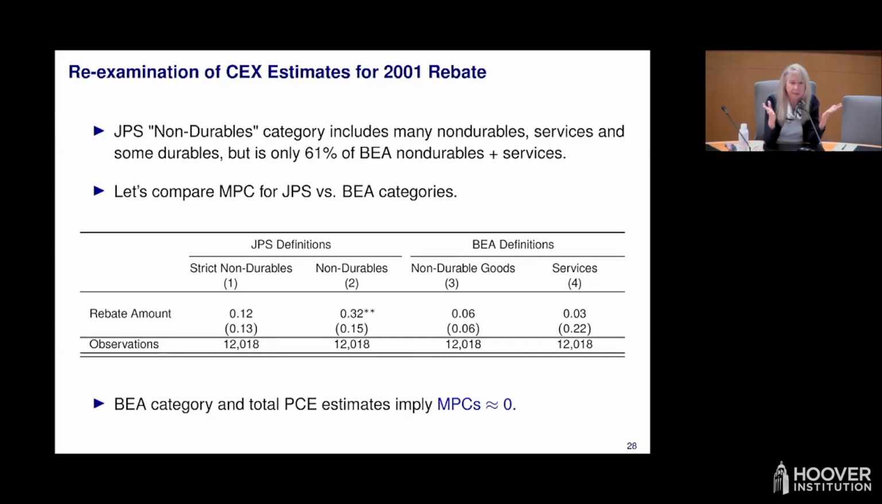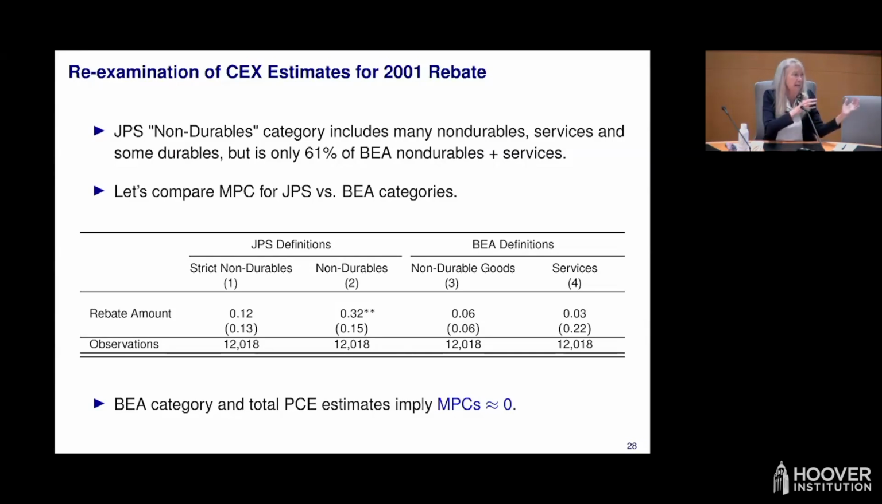When we look at total consumption, we find what JPS mentioned in the footnote: if you look at total consumption in the CEX, you get an MPC of 0. All right. Why is that happening? Because it turns out there are a bunch of categories with negative and sometimes statistically significant MPCs.